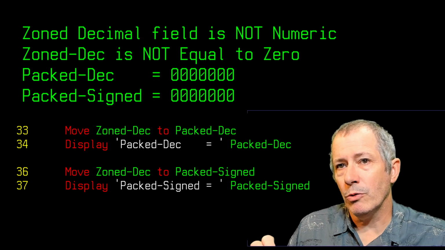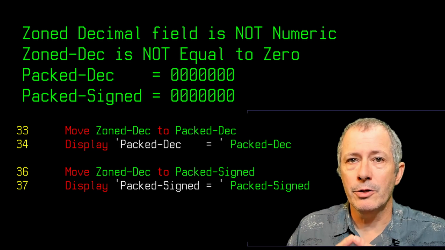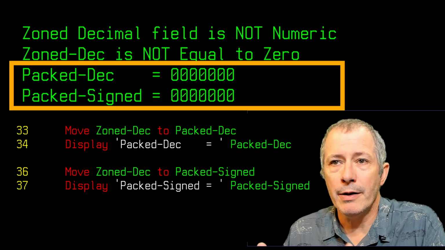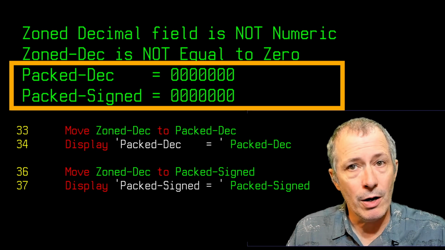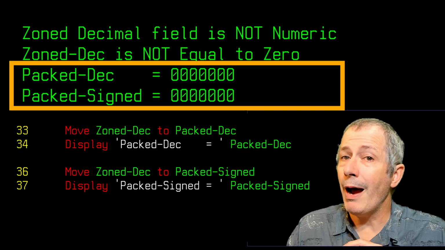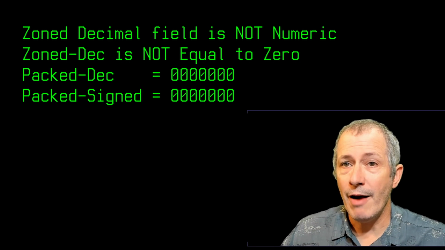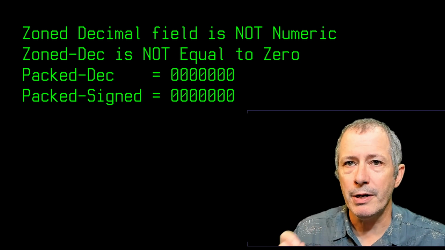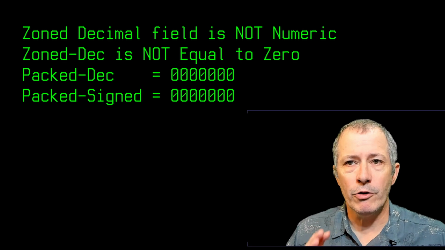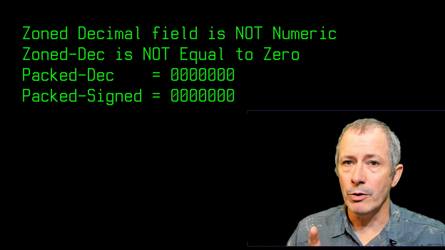Moves of Zoned-Decimal containing spaces to the unsigned and signed packed decimal fields do not fail. They work. The two packed decimal fields now contain 0. There you have it. Spaces just became numeric. And lucky for us, they became numeric 0s.